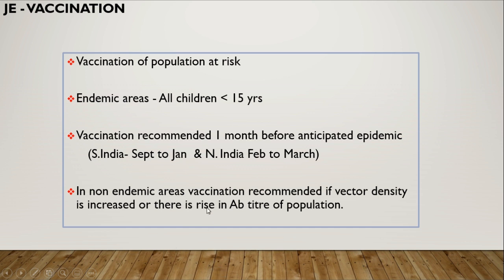In a non-endemic area, vaccination is recommended if vector density is increased or there is a rise in antibody titer in the population. It's always good to check the antibody titer values and vector density in those areas to prevent serious complications caused by Japanese encephalitis.